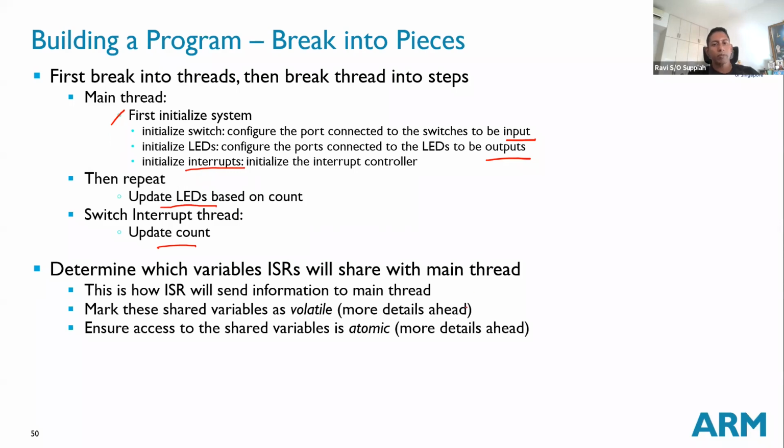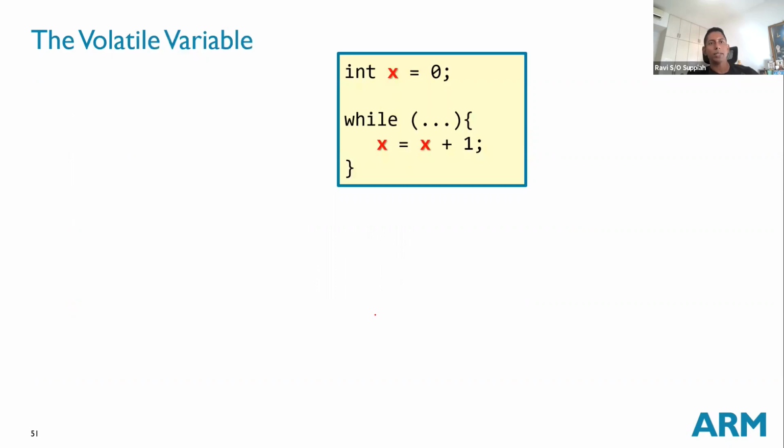Okay, so whenever you have variables that are shared, there are two things. One is the volatile keyword, which I think we have seen before, but we will look at that. At the same time, atomic. We need to make sure it is atomic. So we will look at both of these and try to understand what we need to do.